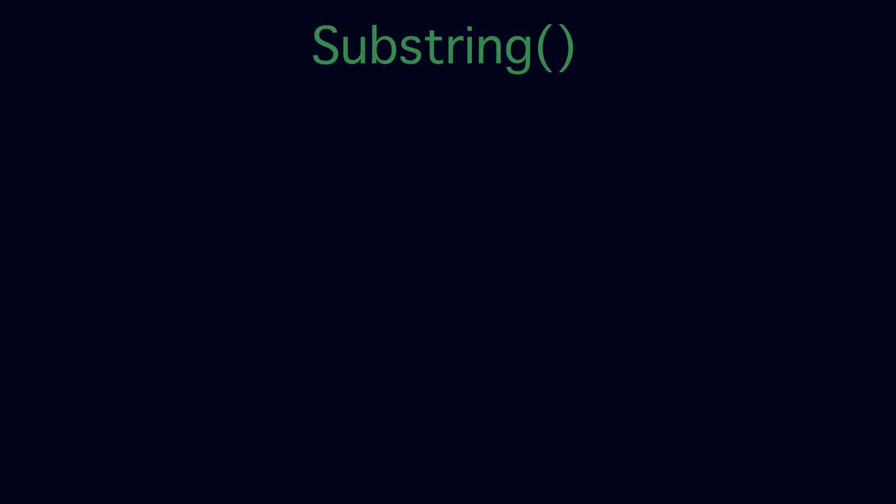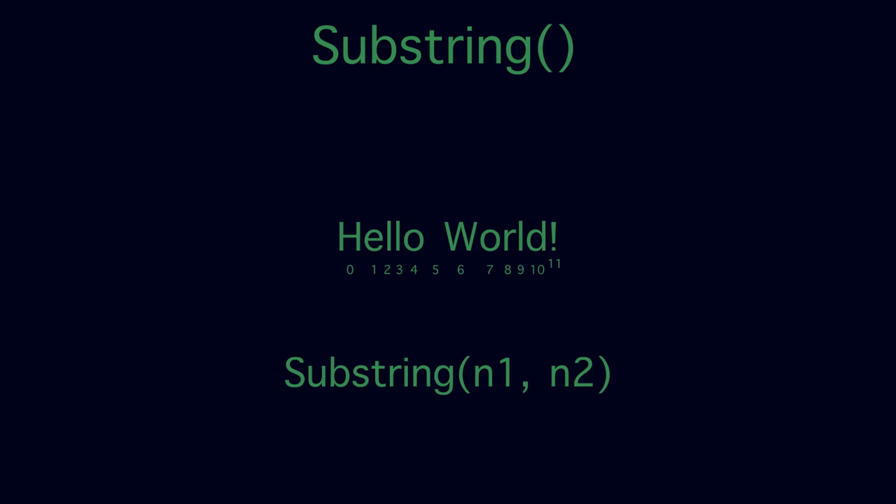Substring is a function that does more or less what you would expect it to do, which is it returns an indicated subsection of the string. The way that it does that is that it takes two parameters, which are indexes.